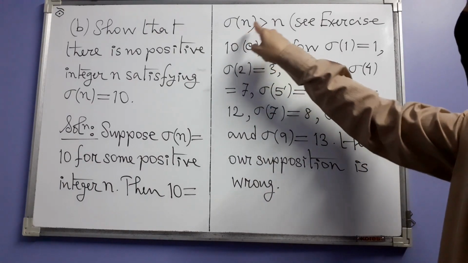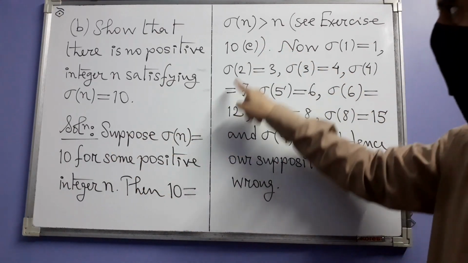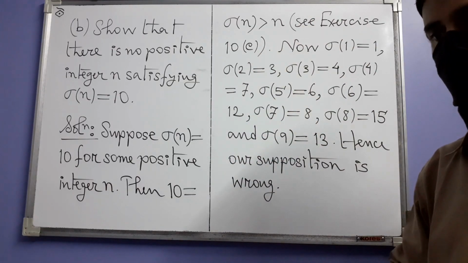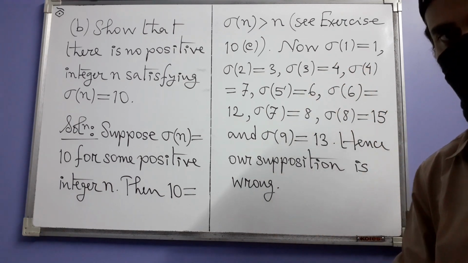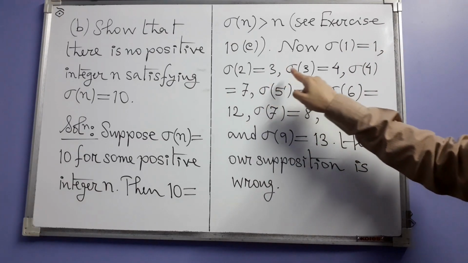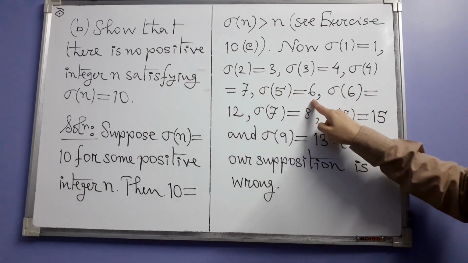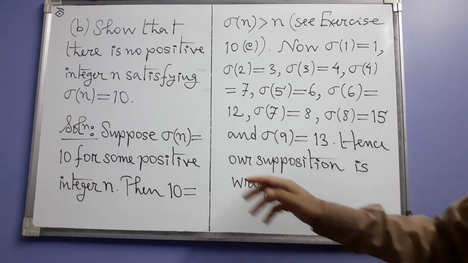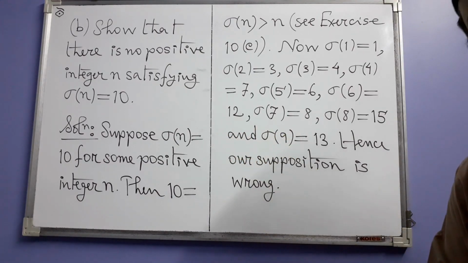So in general, we have this inequality. And the supposition that this is equal to 10 now gives us the restriction on n, that n has to be less than 10. So now we just have to look at the sigma values of the first 9 positive integers, and that we do. Sigma of 1 is 1, sigma of 2 is 3, sigma of 3 is 4, sigma of 4 is 7, sigma of 5 is 6, the next value is 12, then 8, 15, 13. Nowhere do we see 10, and that is why our supposition is wrong.